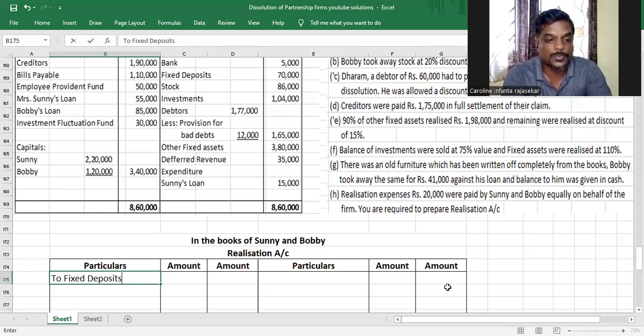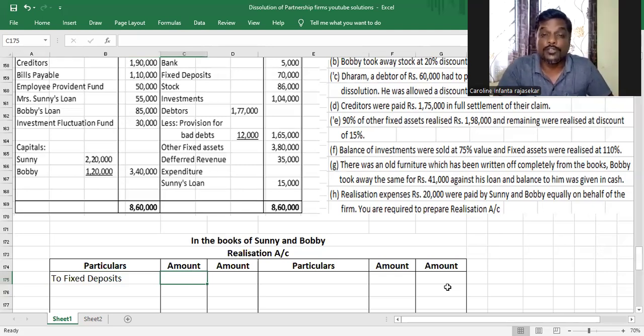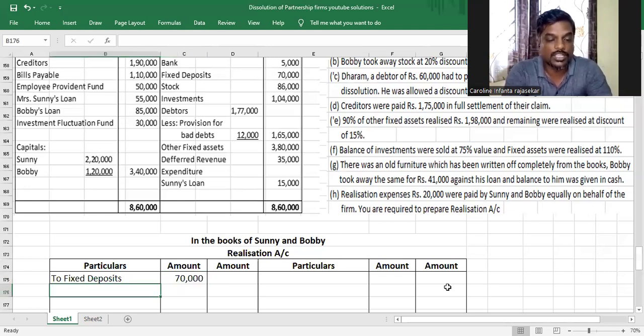The good thing about this problem is fixed deposits. People have a confusion when they're solving a problem that fixed deposit is also with the bank, so should we transfer it or not? No, fixed deposit is an asset, an investment by the company. It is not cash in hand or cash at bank. It is not an amount receivable on demand, understood or not? And therefore, it is an investment separately. So that has to be transferred. I'm writing the book value. You should transfer the book value to the realization account.